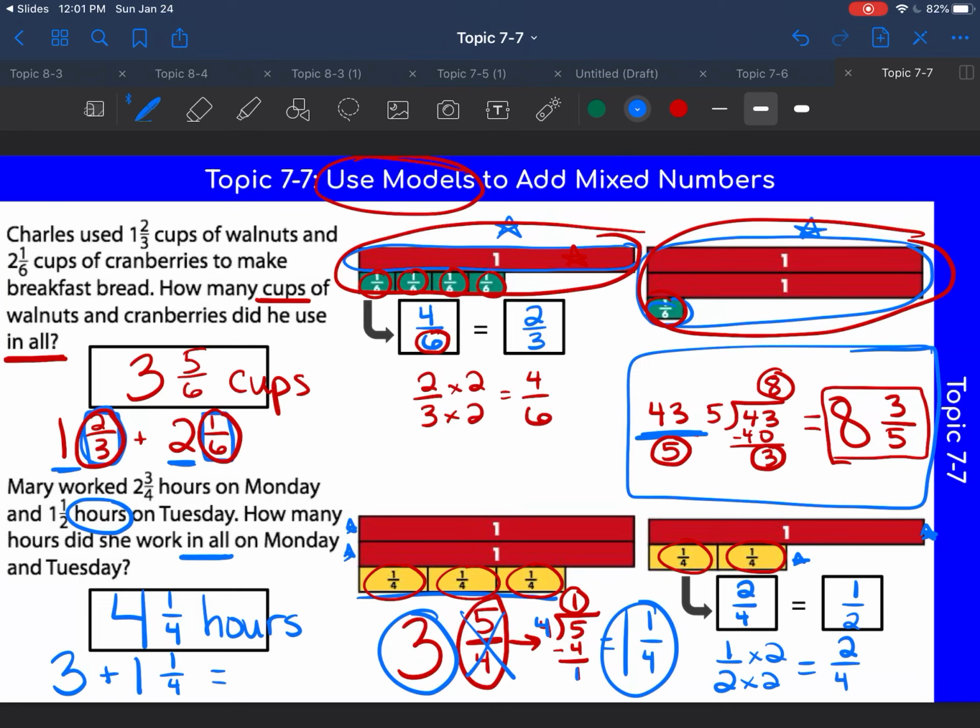Okay, so that's really all. If you add your fractions and you get a mixed number, okay, an improper fraction, all you need to do is just make it a mixed number and then add it to what you already have. All right, so let's look at another example.